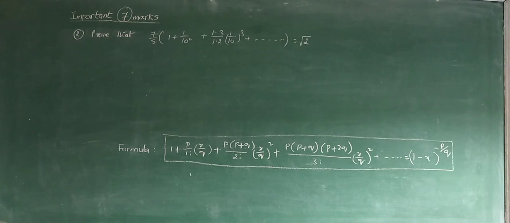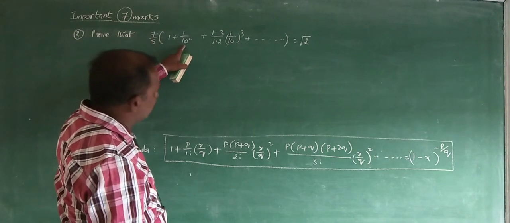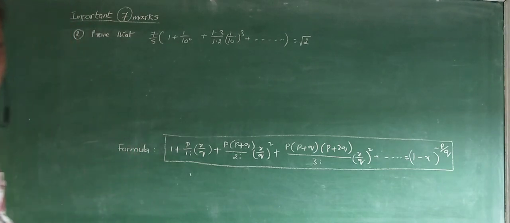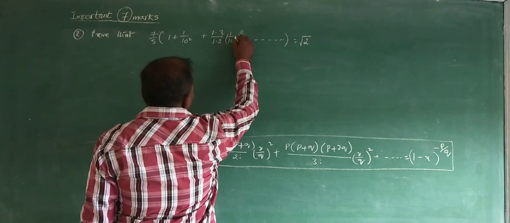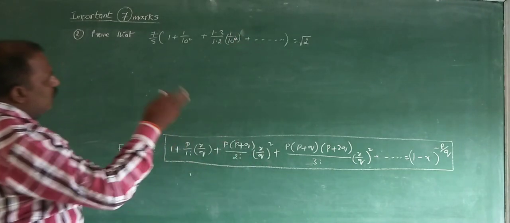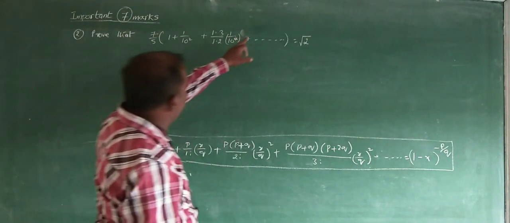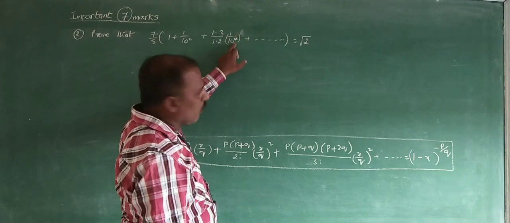7 by 5 into 1 plus 1 by 10 square plus 1 into 3 by 3 into 6, 1 into 3 by 1 into 2, that is 10 power 4. Here it is given. So the next term will be 1 into 3 into 5 by 1 into 2 into 3, 1 by 10 power 6.